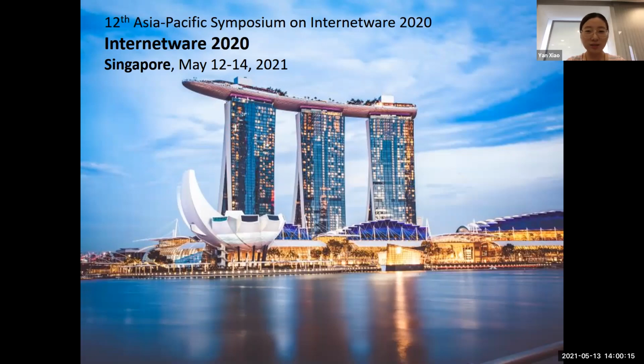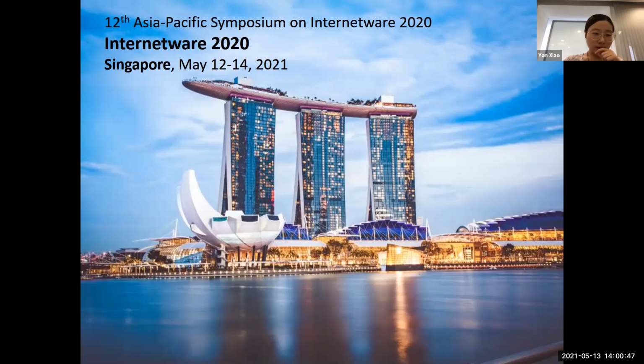I'm the session chair, Yan Xiao from National University of Singapore, and my research mainly focuses on evaluating the trustworthiness of deep neural networks, and we are now finding some research assistants. If you are interested, feel free to contact us. There are four papers in this session.